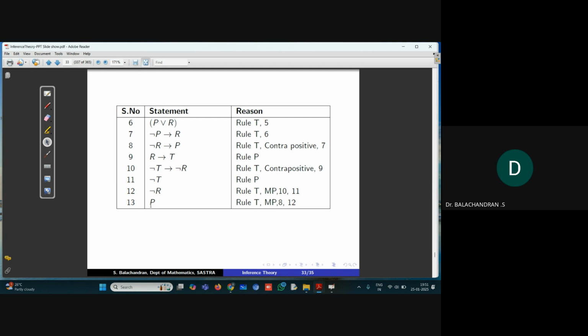Here I am not using the addition rule. Addition is P implies P or Q. That is also a rule. Usually I don't want to use that addition rule. Whenever it is necessary, you can use it. Here they are not using the addition rule, and they are getting the final answer. If it is possible to get the final answer without using the addition rule, it is better to follow that method. So I feel this method is better than that method. That's why I want to explain this one now.